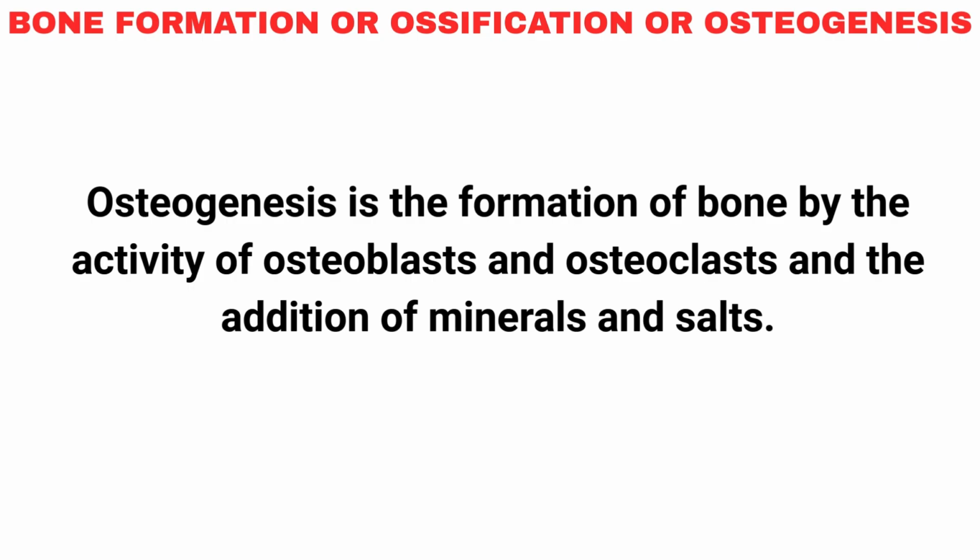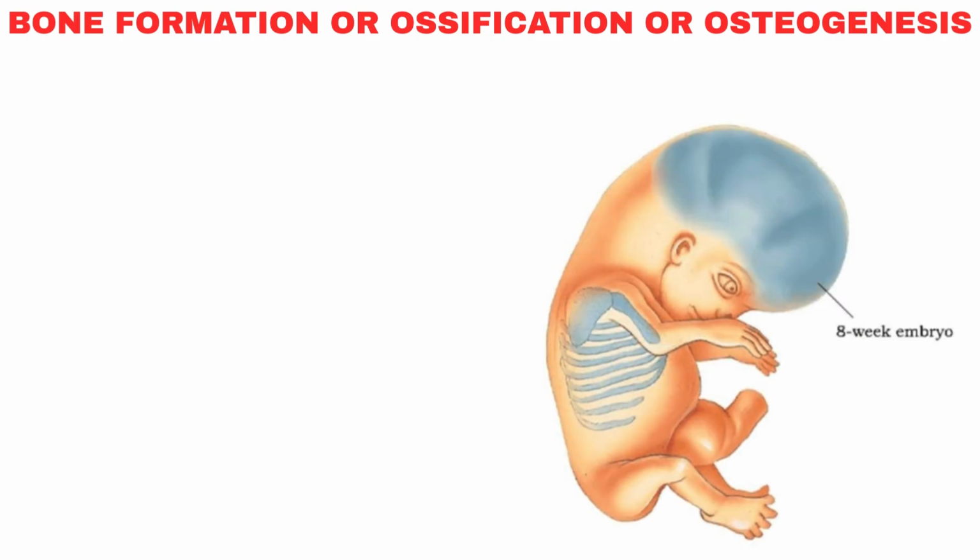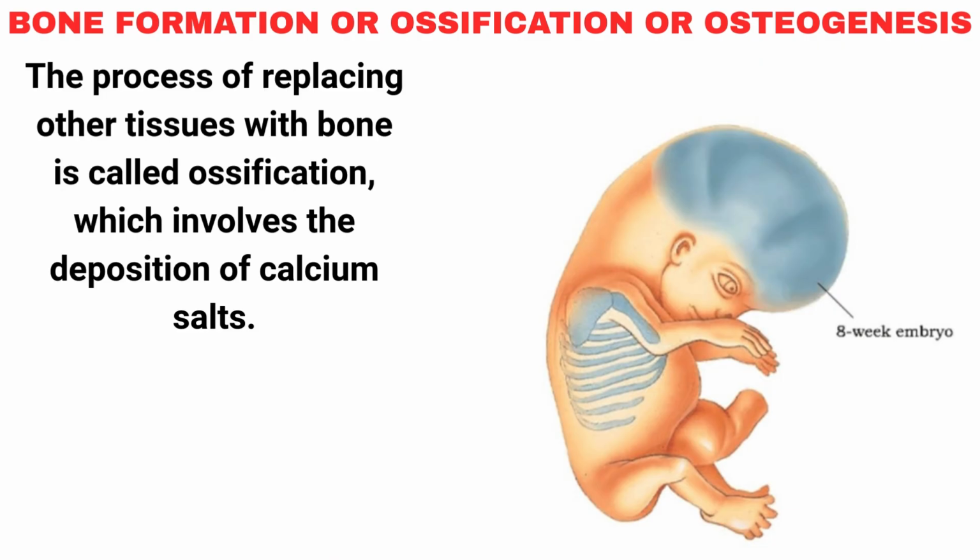Osteogenesis is the formation of a bone by the activity of osteoblasts and osteoclasts and the addition of minerals and salts. During the first 8 weeks of development, the skeleton is cartilaginous. The bones increase greatly in size as the fetus develops and throughout childhood. Bone growth continues through adolescence. The process of replacing other tissues with bone is called ossification, which involves the deposition of calcium salts.